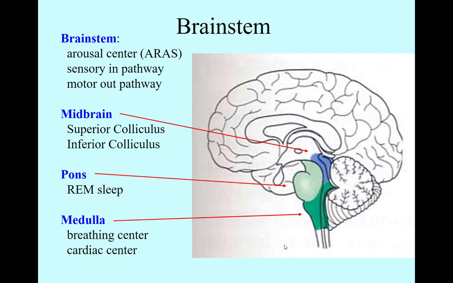Finally, the medulla. The medulla is a critical area. It has a critical breathing center, which we learned about. And then it has a similar cardiac center. So if you damage either of these, you're going to die.